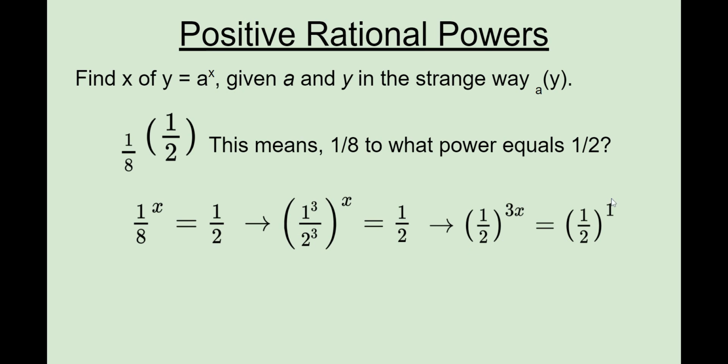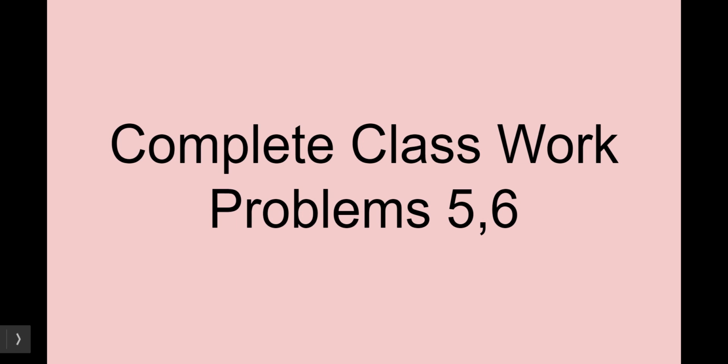So how do I get a 3x to be a 1? x has to be 1/3, right? So I'm pretty much dividing, here's 3x and 1, divide both sides by 3. You get x equals 1/3. All right? Okay, so now you want to complete classwork problems 5 and 6.